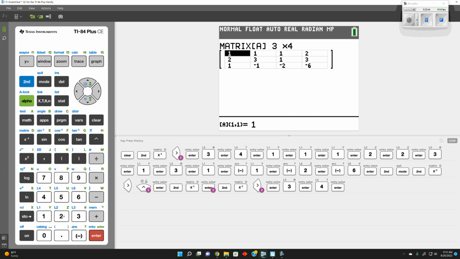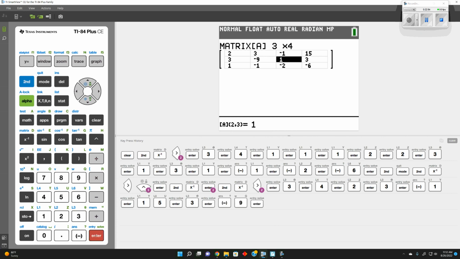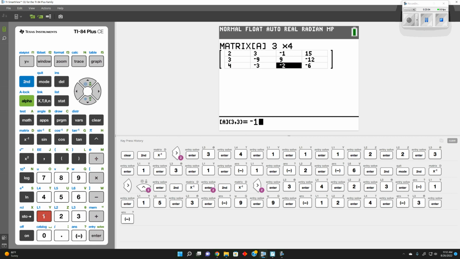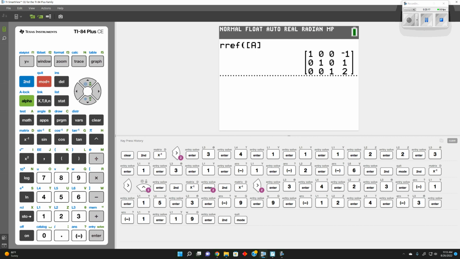So 2, enter, 3, enter, -1, enter, 15. 3, enter, -9, enter, 9, enter, -12. 4, enter, -3, enter, -1, enter, 19. And once we get it typed in, what do we do next? We go second mode, second quit. We want to quit back out.